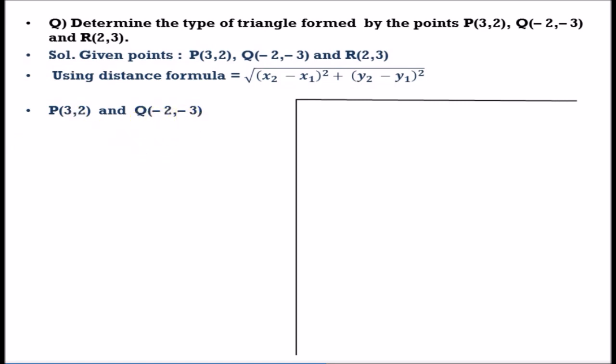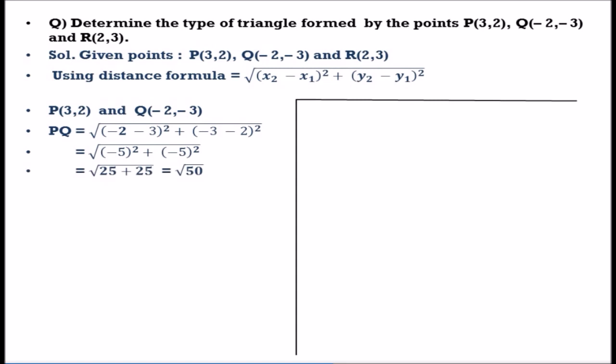So PQ will be, Q being the second coordinate, Q will subtract P: (-2 - 3) whole square, (-3 - 2) whole square. Minus minus plus, sign will remain minus, 2 plus 3, 5. Similarly, 3 plus 2, 5. So in both cases, (-5) whole square. Minus into minus plus, 5 5s are 25. That means under root 25 plus 25 is equals to root 50. Now, root 50 can be expressed as 5 5s are 25, 25 2s are 50. So PQ is equal to 5 under root 2 units.